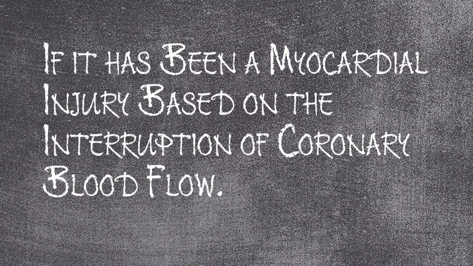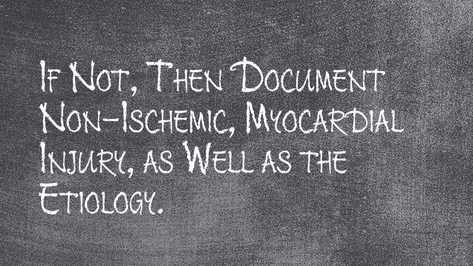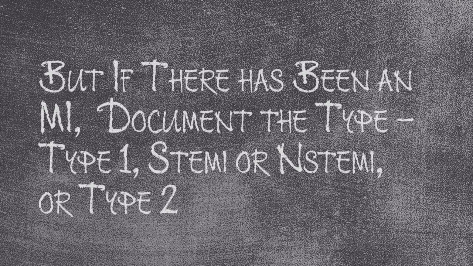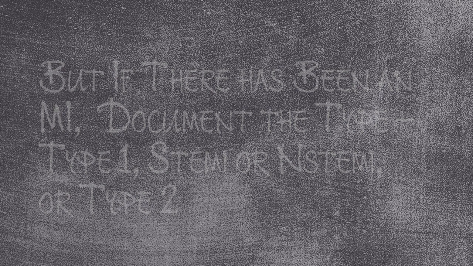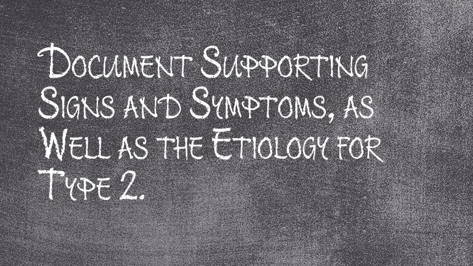Now for a quick recap. When your patient has an elevated troponin, make a clinical determination if it has been a myocardial injury based on the interruption of coronary blood flow. If not, then document non-ischemic myocardial injury as well as the etiology. But if there has been an MI, document the type 1, STEMI or NSTEMI, or type 2. And always document supporting signs and symptoms as well as the etiology for type 2.